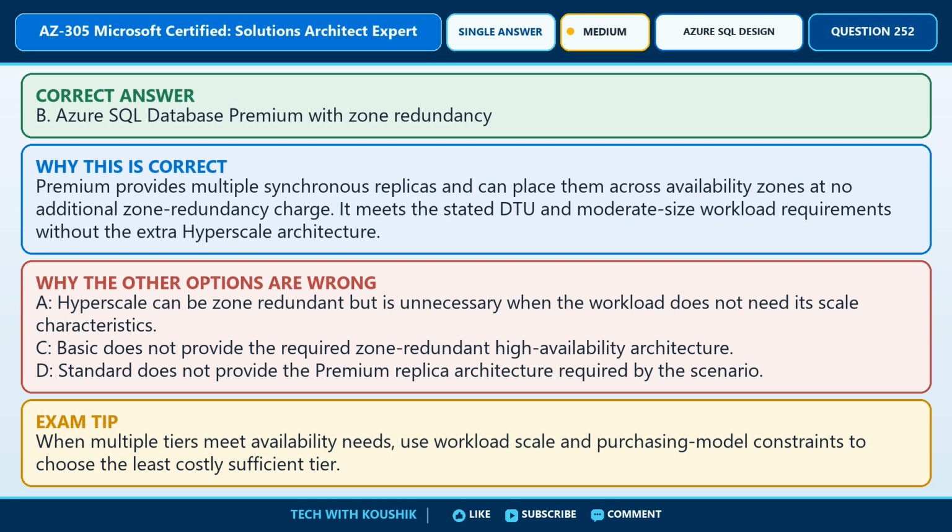The incorrect choices fail for the following reasons. A. Hyperscale can be zone redundant, but is unnecessary when the workload does not need its scale characteristics. C. Basic does not provide the required zone-redundant high-availability architecture. D. Standard does not provide the premium replica architecture required by the scenario. A useful examination rule is this. When multiple tiers meet availability needs, use workload scale and purchasing model constraints to choose the least costly sufficient tier.